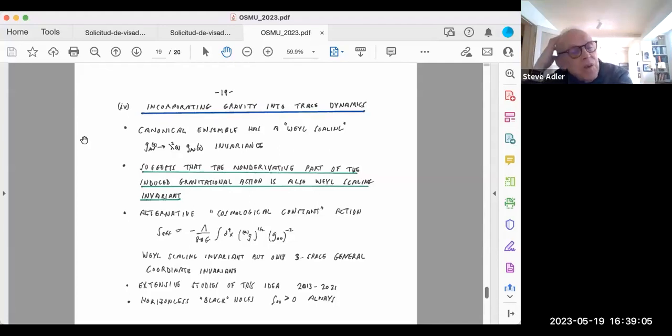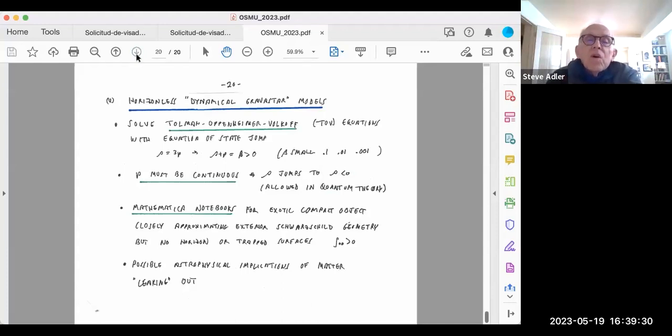And I pursued that in a paper with Fethi Ramazanoglu where we put this action type of cosmological constant into the structure of black holes. No matter yet, just matter-free black holes, but with this cosmological constant. And we showed that there's no horizon. Okay, next slide, please.